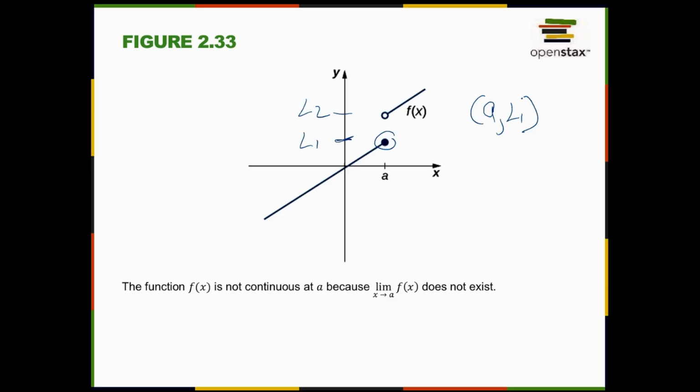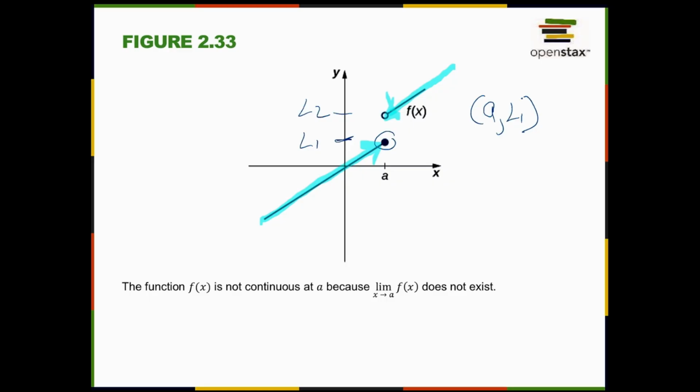What causes that break in the graph is that there's a jump. And what causes the jump is that the limit from the left is L1, but coming from the right, the limit is L2. Let's take a look at that. So as I'm coming in from the right, I'm approaching the y value L2. If I'm coming in from the left, I'm approaching the value L1. So this is the second condition that needs to be met. The limit from the right has to be equal to the limit from the left.